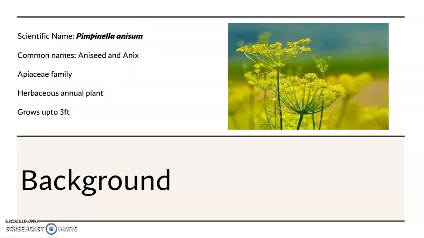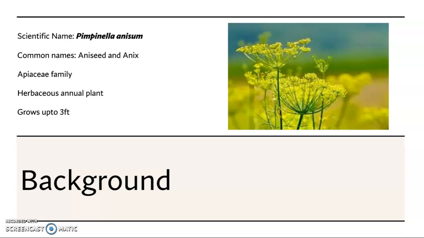So its scientific name is Pimpinella anisum, and it has some common names. It's sometimes called anisid or anix. It is from the Apiaceae family. I don't know if I read that one correctly.